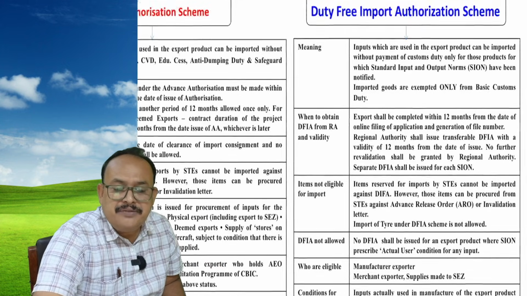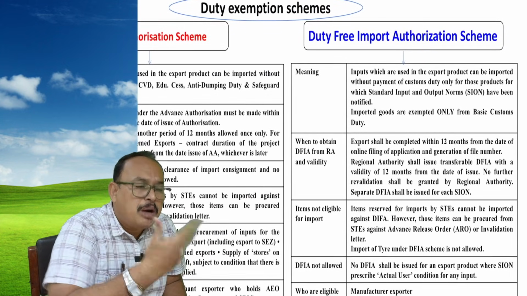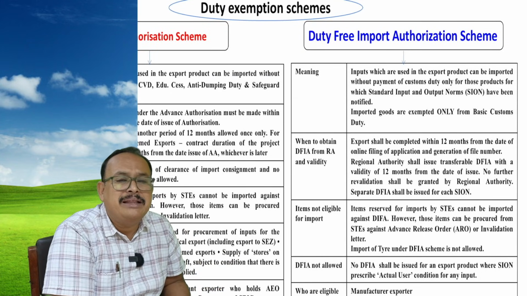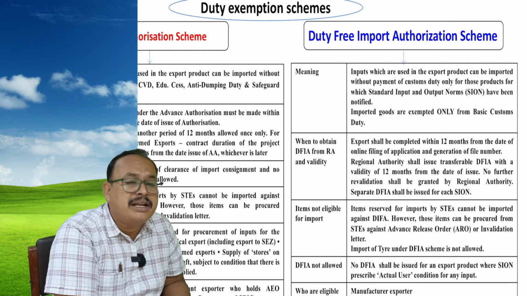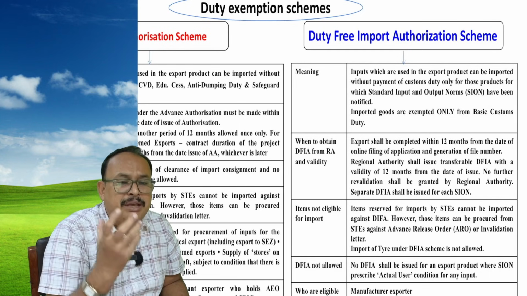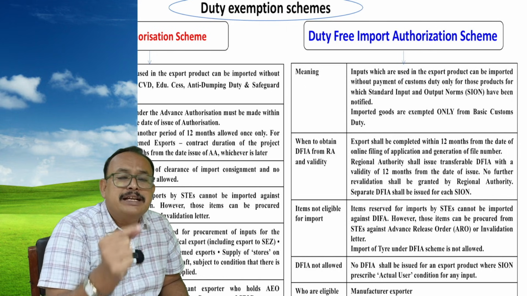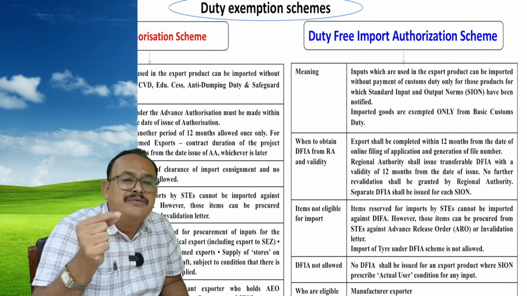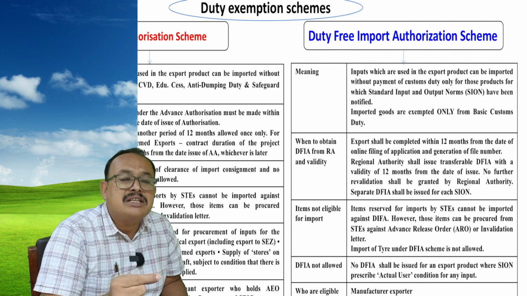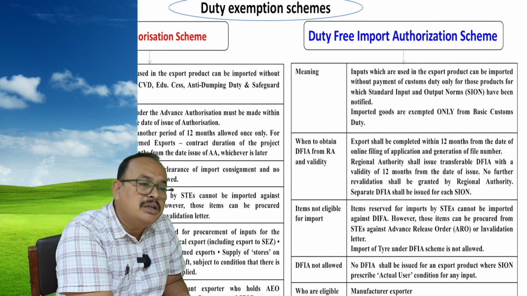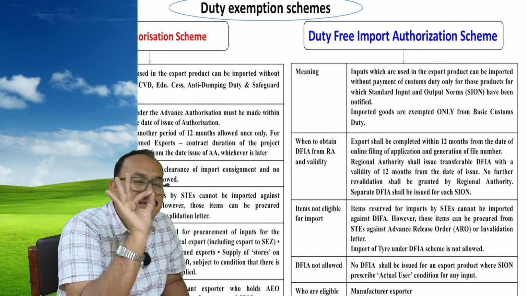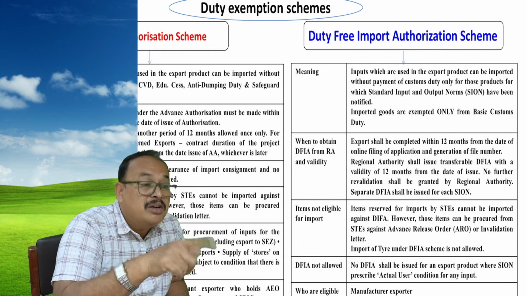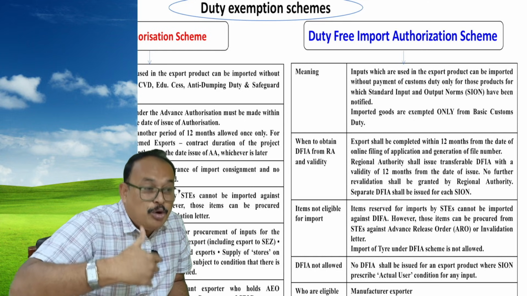In that case, if they export the goods, they have to apply to the RA, regional authority. What do they have to apply? To obtain the DFIA from the regional authority, export shall be completed within 12 months from the date of online filing of application and generation of file number. Meaning, this benefit will be granted to you only after export, but before export, you have to apply. I want DFIA, I am going to export now.